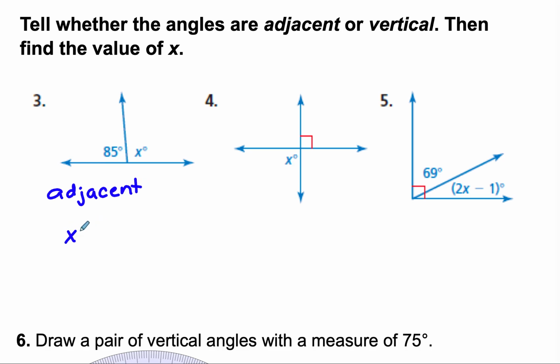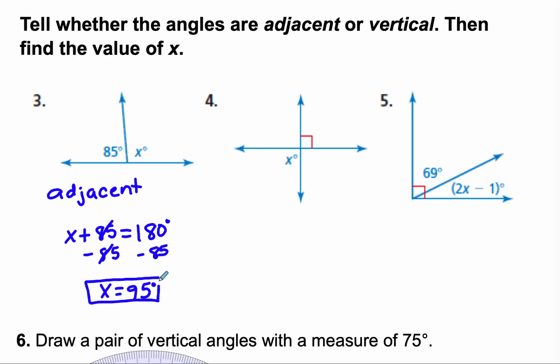And then I'm going to write my equation. X plus 85, those are my 2 adjacent angles, equals, and then because they're on a straight line, it's 180 degrees. All right, to get rid of the plus 85, we are going to subtract 85. It is okay in this chapter, if you'd like to use a calculator, you certainly can. We're going to get x equals 95 degrees. Don't forget to label your angle.